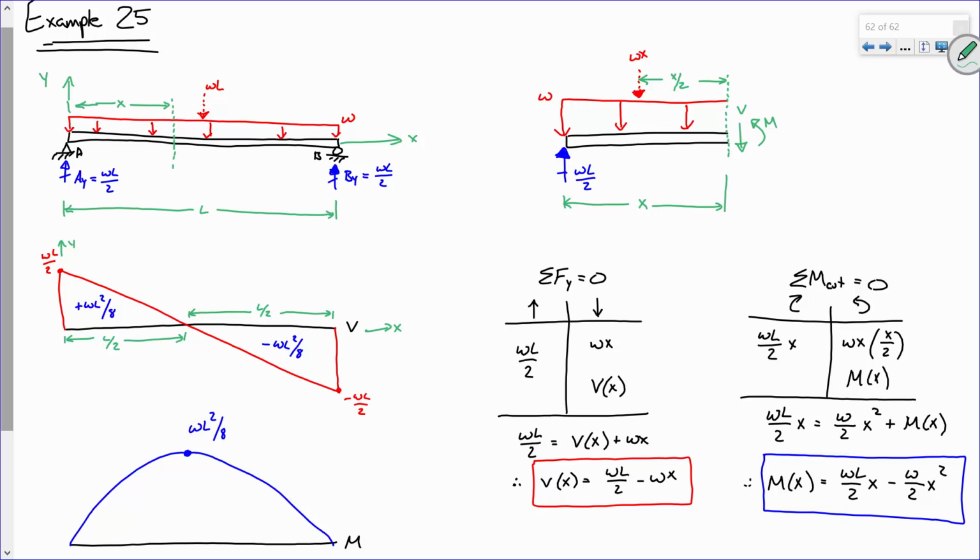What is the derivative of that? Negative WX, right? Because this is 2x, 2x over 2. What is that? Looks to me like the derivative of this is that.